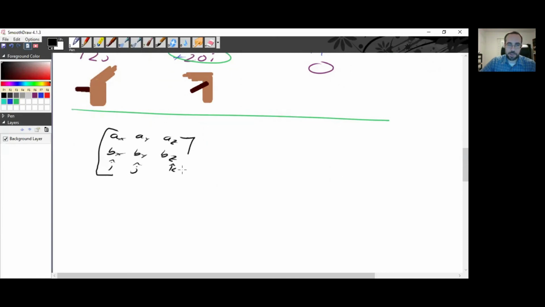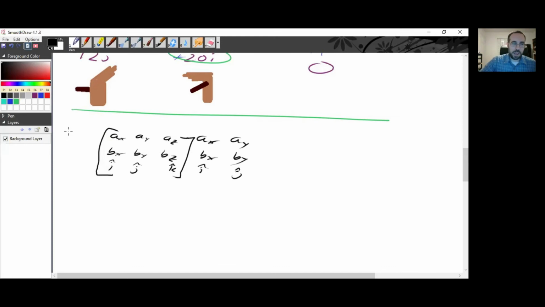So I've made myself a little matrix, but I'm not done. I'm going to continue this on to both sides because rotation is sort of this infinite loop. So I'm going to go ahead and do AX, AY, BX, BY, I hat, J hat on this side.